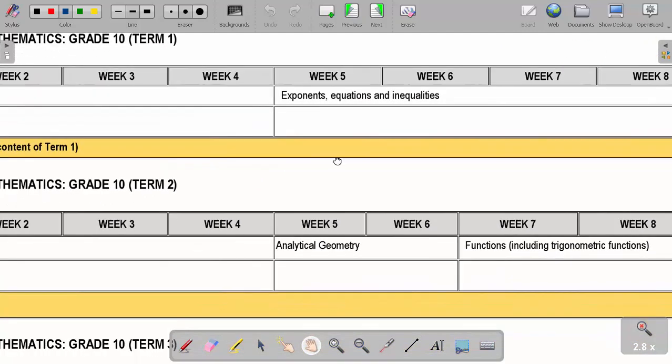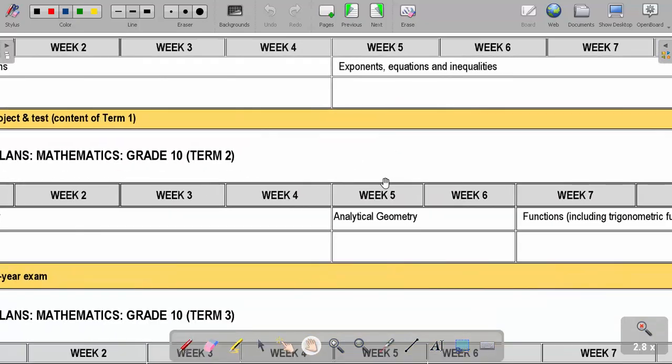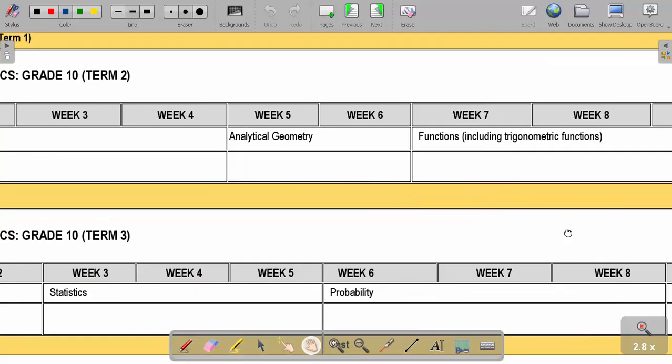In term 1, we're going to look at algebraic expressions. That is for all these weeks here. It's going to be algebraic expressions, but they're going to be covered in this video. So sit down, watch it. At the end, try questions out.